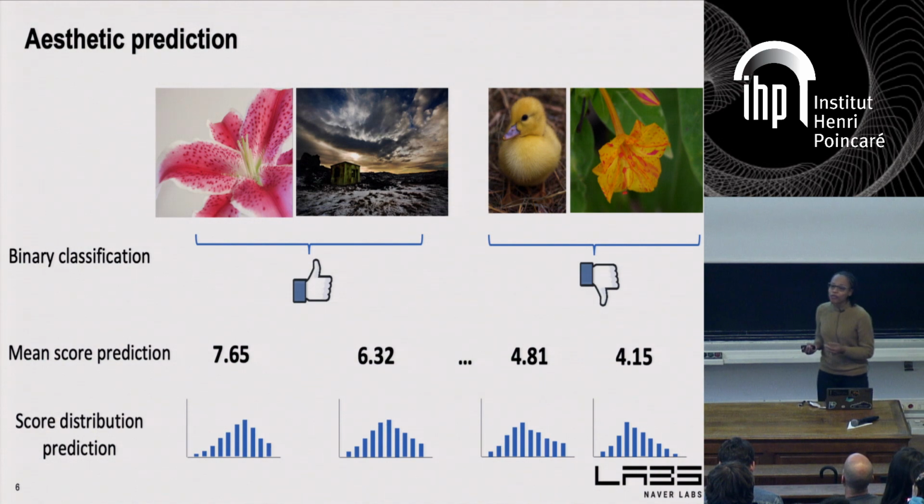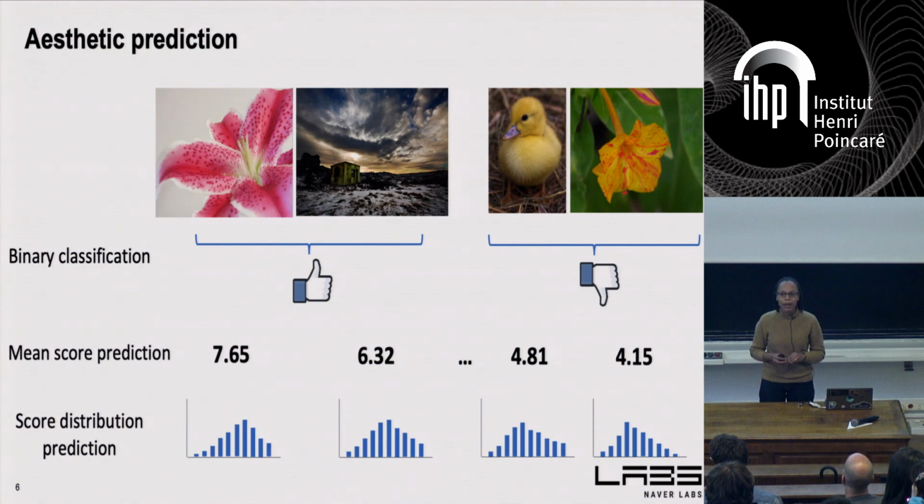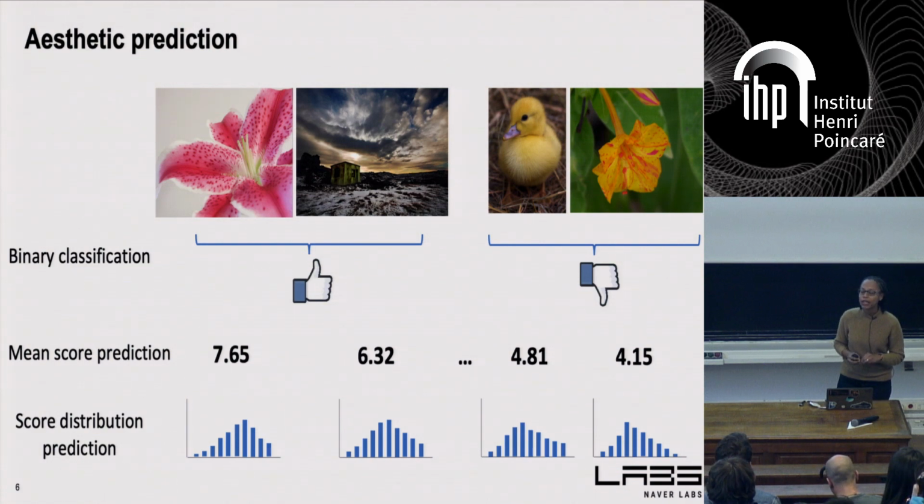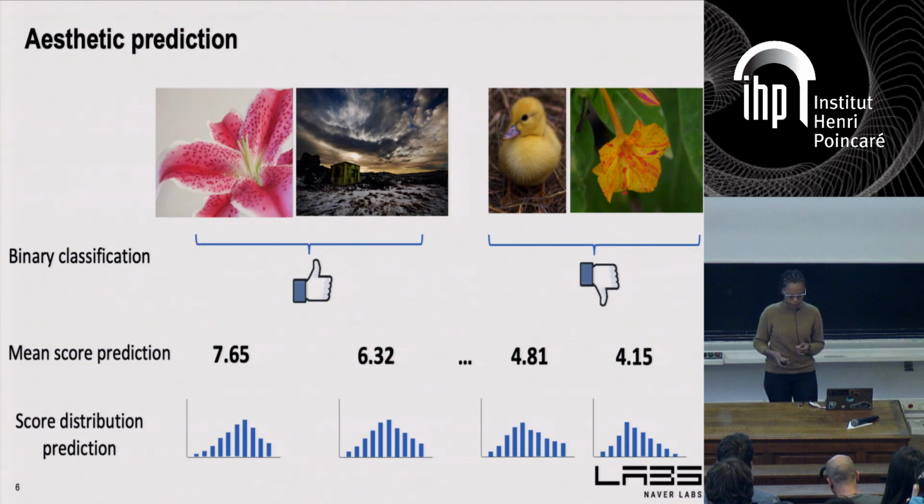And you might want to go even further than that. Do I want to reduce the opinion about this image to a single number? Maybe I'd like to have a range of scores to have some sense of the diversity of opinion you might have for an image. In that case, you might like to determine a score distribution.